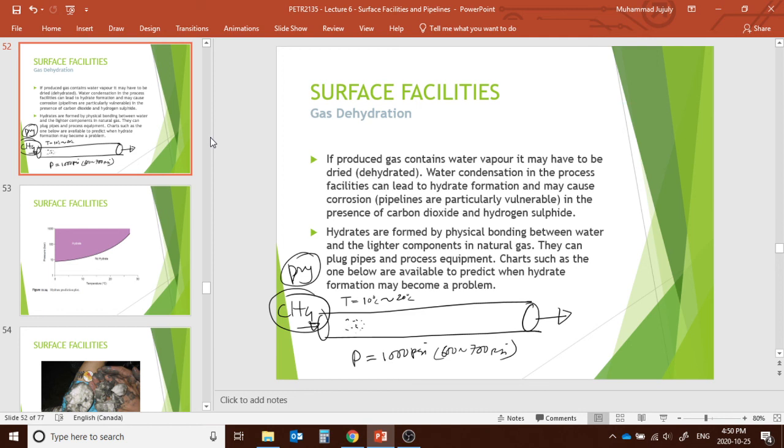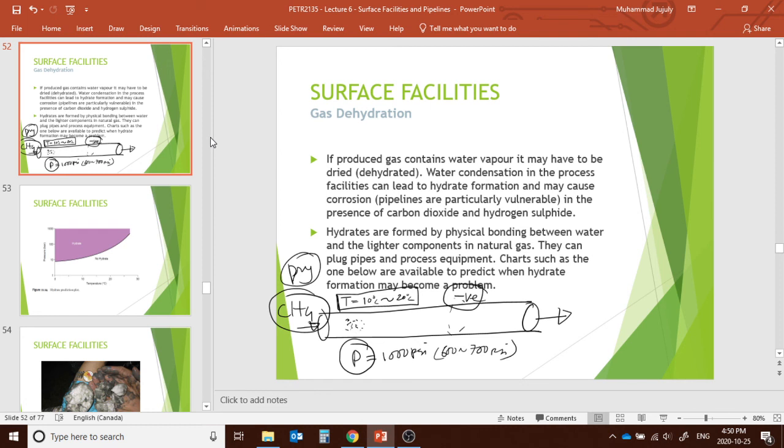Since it's at very high pressure, if the temperature is reduced significantly in some place, to give you an example, if the gas pipeline is in a very cold region, or any abnormal situation happens, for instance any Joule-Thomson effect in some part of the pipeline, the temperature can reduce significantly to negative temperature.